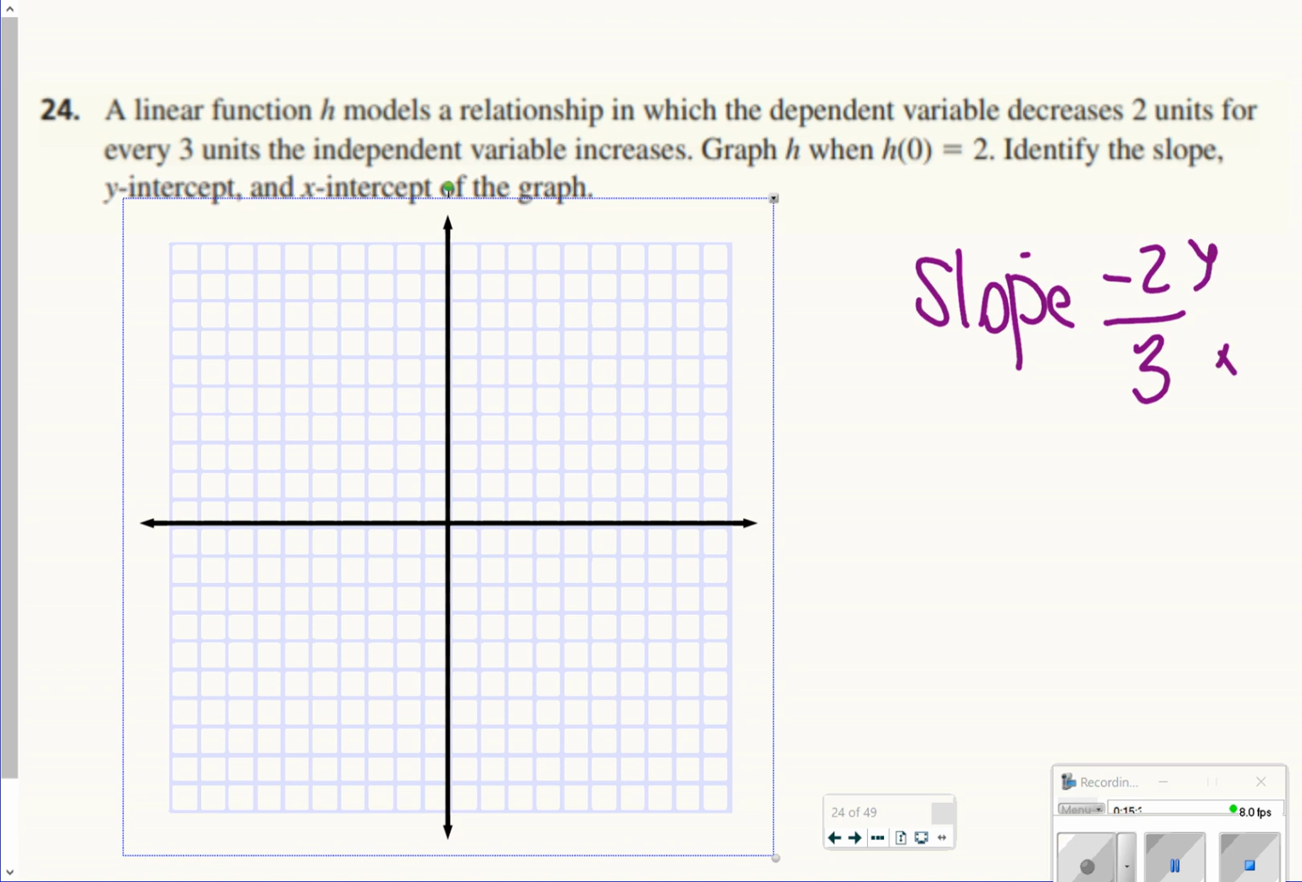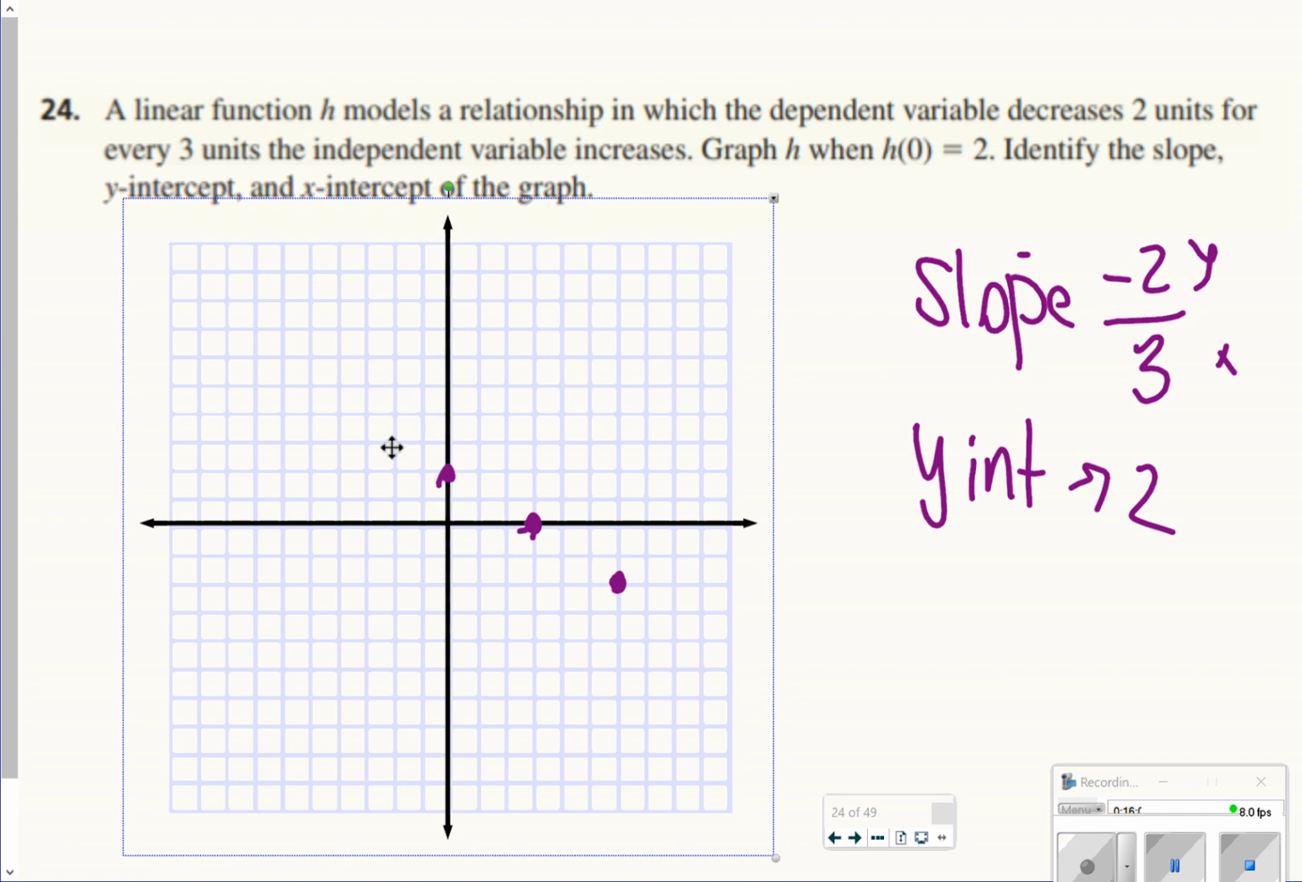And then it says graph h when h of 0 is equal to 2. So 2 is your y-intercept. So we'll just graph starting at y is equal to 2, and then we use your rise over run, -2 over 3. So down 2 and then over 3. 1, 2, 3. Down 2, over 3. 1, 2, 3.